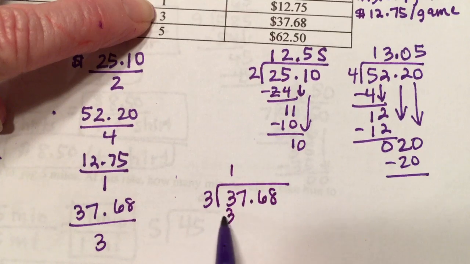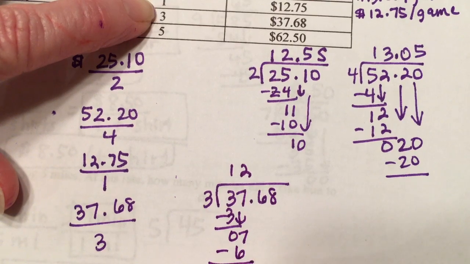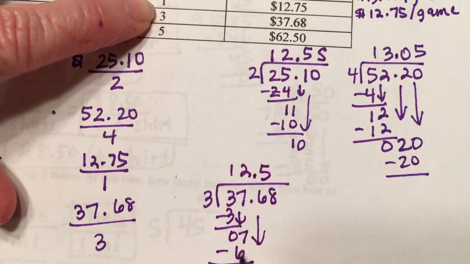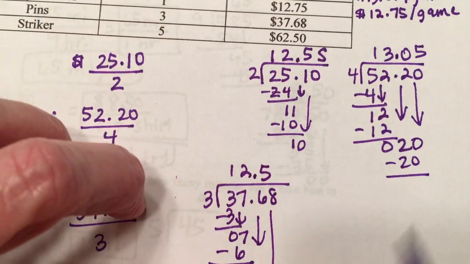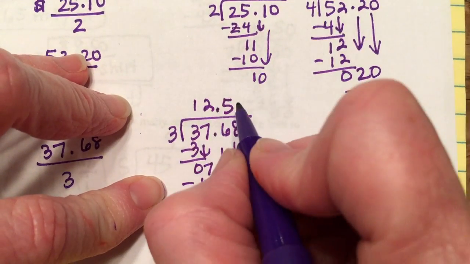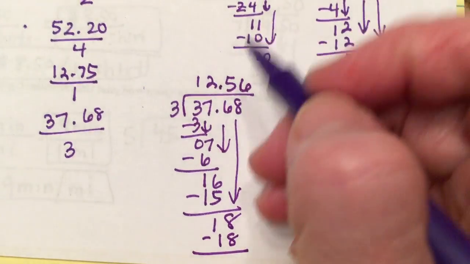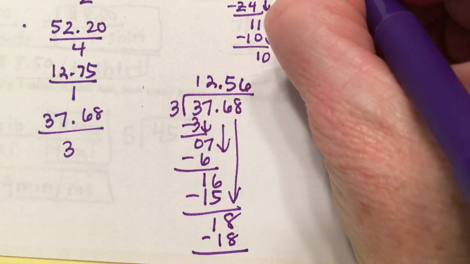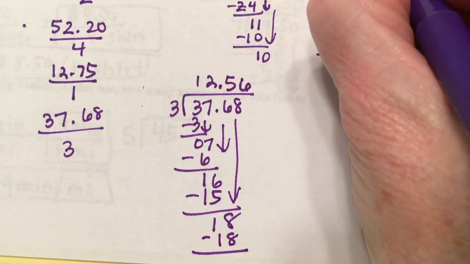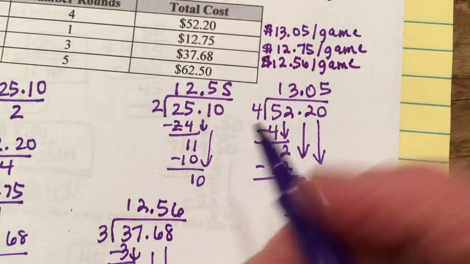3 will go into 3 once. Bring down the 7. 3 will go into 7 twice. 6, that's 1. Bring up the decimal, down the 6. 3 will go into 16 5 times. 5 times 3 is 15. Subtract, I get 1. Bring down the 8. 3 will go into 18 6 times. 6 times 3 is 18. All right. That's telling me this is $12.56 a game. That's pretty close. It's still more by a penny. All right, I hope it's the last one.